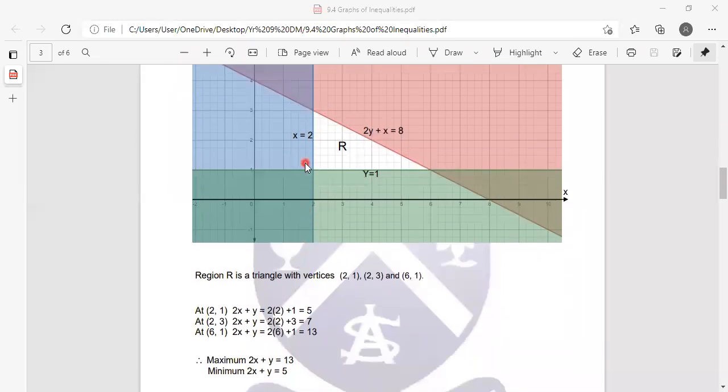So I can find the value of 2x plus y at all the 3 vertices: at (2, 1), at (2, 3), at (6, 1). Substitute the values of x and y. You get 5, 7, and 13. So your extreme values are again 5 and 13. You see 7 at (2, 3), so this is a value in between 5 and 13. That is not an extreme value. It is neither maximum nor minimum. So lines passing through the interior of the region will not give you the maximum or minimum. Only the extreme points will give you the maximum or minimum. I hope this is clear.